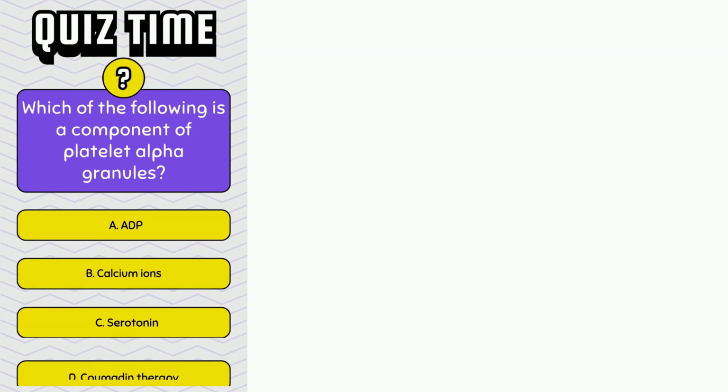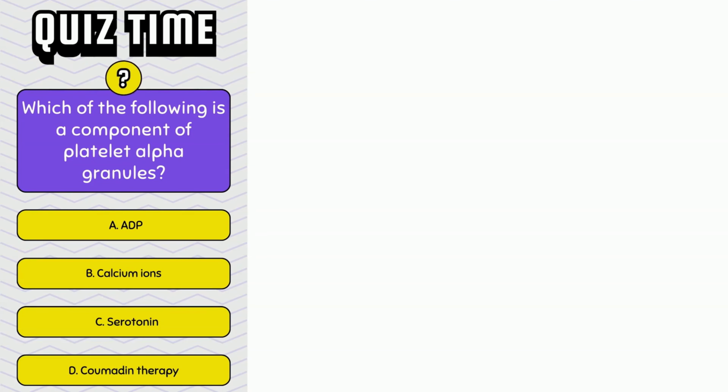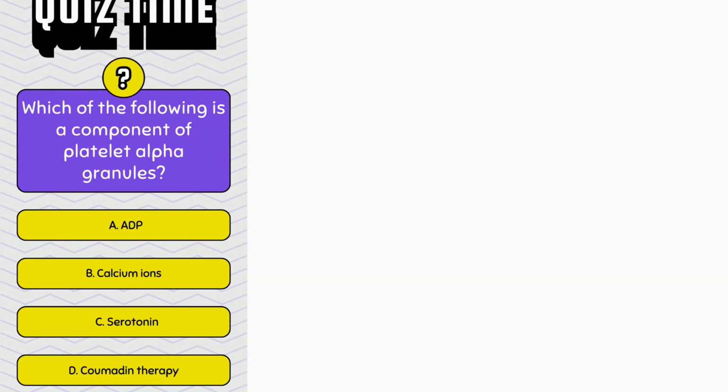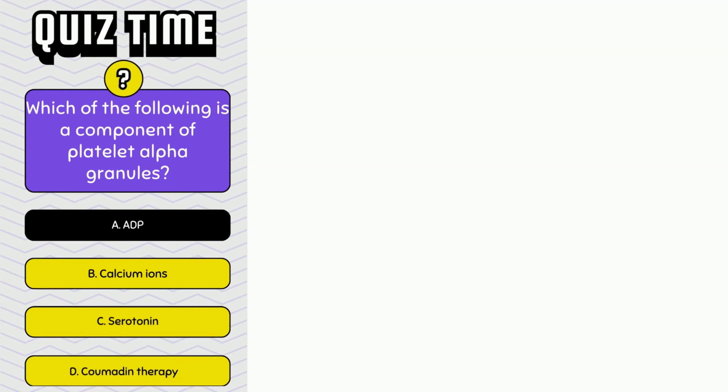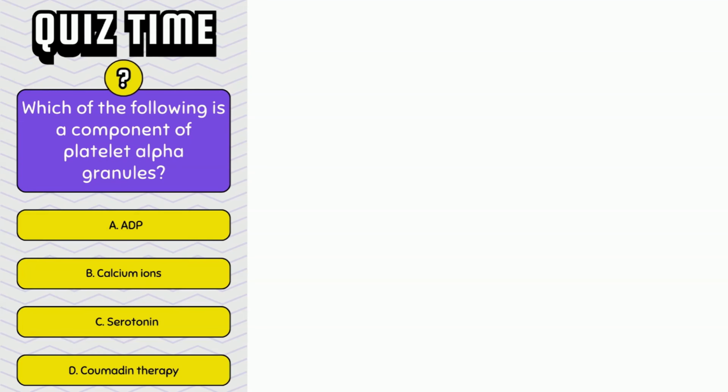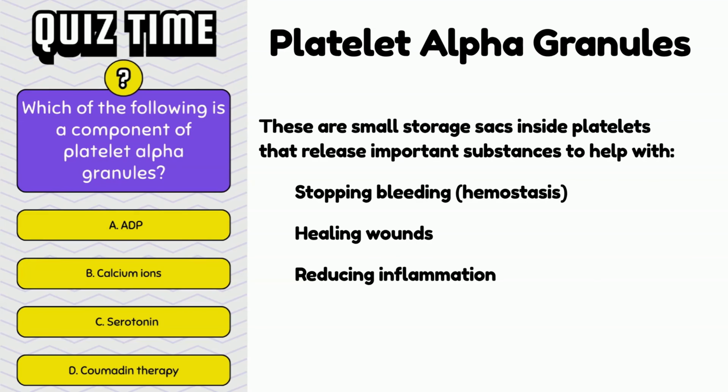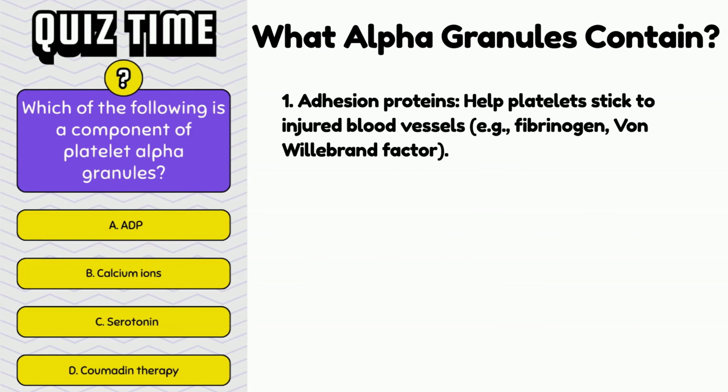Which of the following is a component of platelet alpha granules? The correct answer is A, ADP. Let's talk about platelet alpha granules. What are platelet alpha granules? These are small storage sacs inside platelets that release important substances to help with stopping bleeding (hemostasis), healing wounds, and reducing inflammation. What do alpha granules contain?